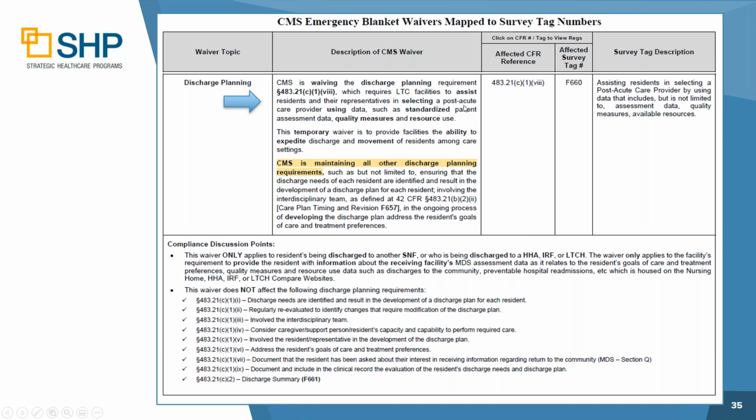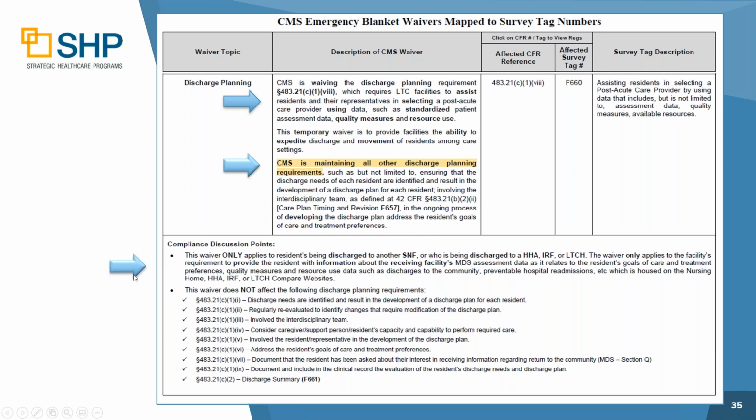Now, that doesn't mean anything to them. You just have to provide it to them. They can still decide to go, but you are required to do that. That has been waived, and that's a blessing to waive, because that's a lot of information that you have to provide, and the regulations at 660 require you to explain that to them. You have to explain what those quality measures mean, and that's difficult sometimes. We have a hard time understanding it. They are maintaining all other discharge planning requirements.